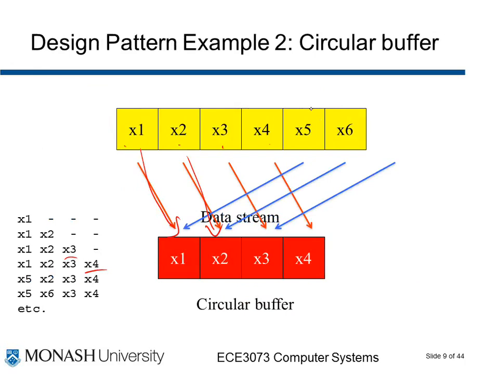Then as x5 comes in, I've run out of space into my buffer, so where do I put it? Well, like I said, it's kind of like a first-in, first-out buffer. So the first in was my x1, so I'm going to replace x1 with my x5, and then x2 with my x6, and so on and so forth. Can anyone suggest why I want to do this with a circular buffer and not a first-in, first-out buffer, if I'm talking software?